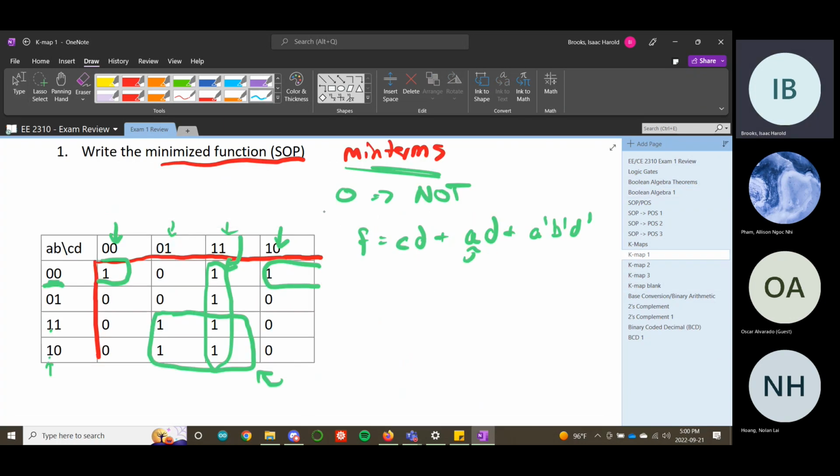And if you understand how to get from the bubbles to the term name, like this one is CD, then hopefully you understand how to go the other way. You might be given a function and you have to fill out the K-map. If you see the CD term, that means it's a 1 anywhere where C and D are 1, and all the other variables are changing, okay? So think on that, practice that.